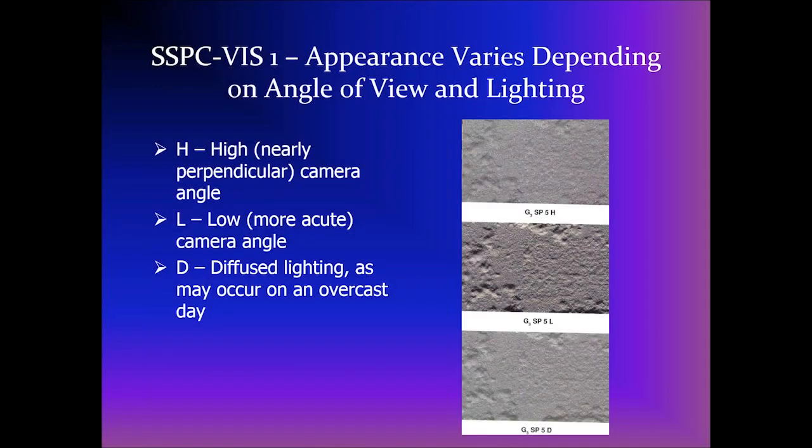Another is lighting. Here's the exact same photo, exact same sample with different lighting. In the first case, the lighting is nearly perpendicular to the surface. In the middle, it's a very low lighting angle, so you can see a lot of shadows, so it makes the surface appear differently. And then on the bottom, it's a diffused light, something that might occur on an overcast day. So that is the exact same sample showing you the difference in appearance just from lighting.